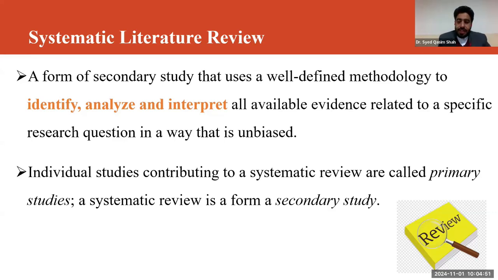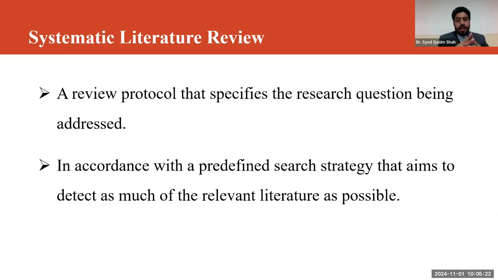Now, individual studies that contribute to a systematic review are called primary studies that we collect for our analysis, and the systematic review that we write for our research question becomes a secondary study. So we have two sources: your primary studies, from which you are collecting all the information, and then you come up with a review which is based on all the primary studies, so that becomes your secondary study. That is how systematic literature review is totally different.